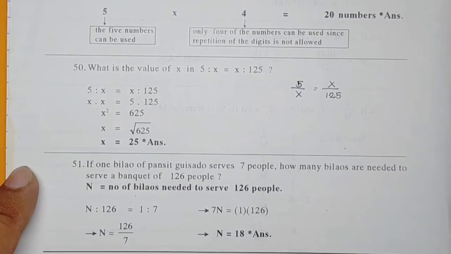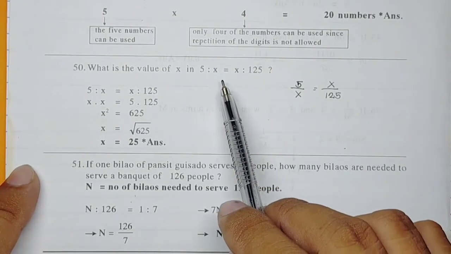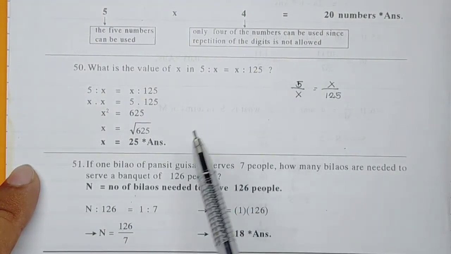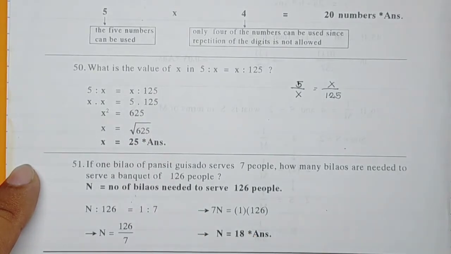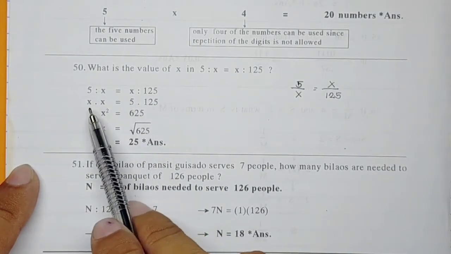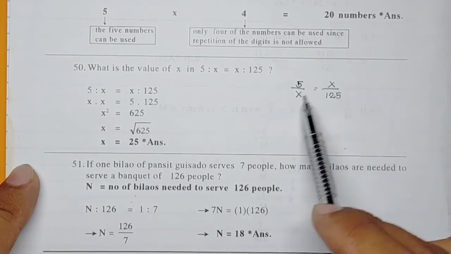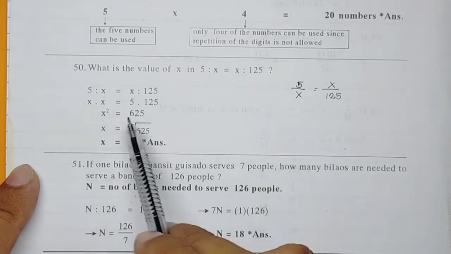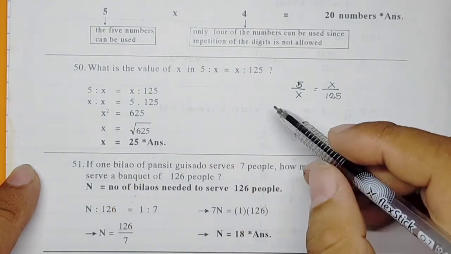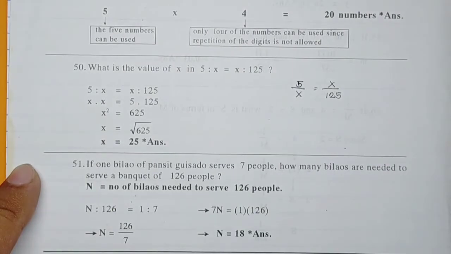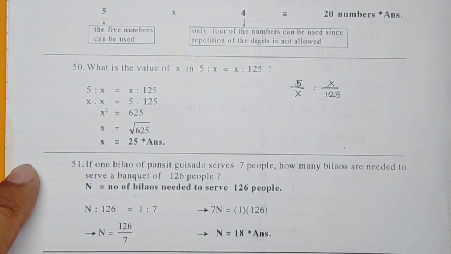What is the value of x in 5 is to x equals x is to 125? Therefore, 5 is to x is equal to x to 125. Just cross multiply here. x times x equals 5 times 125. Therefore, x squared is equal to 625. You can simplify it by taking the square root. So x is equal to the square root of 625.